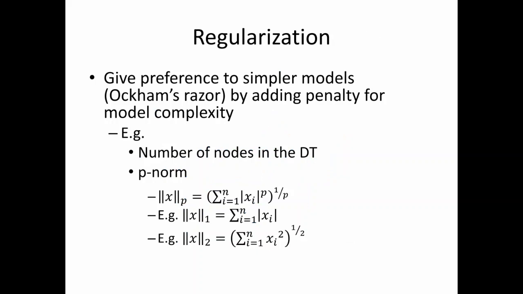Regularization is how you impose the limit on the complexity, and the underlying principle is the Occam's razor we talked about. And examples of regularization would be reducing the number of nodes in decision trees, or using the p-norm as a penalty in our models.